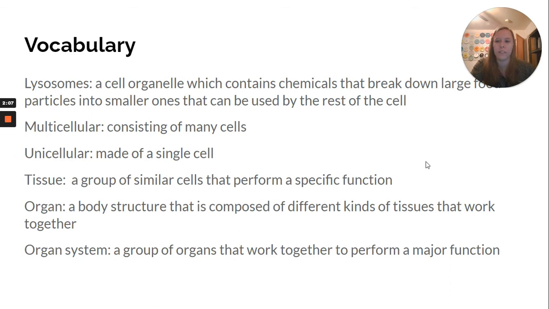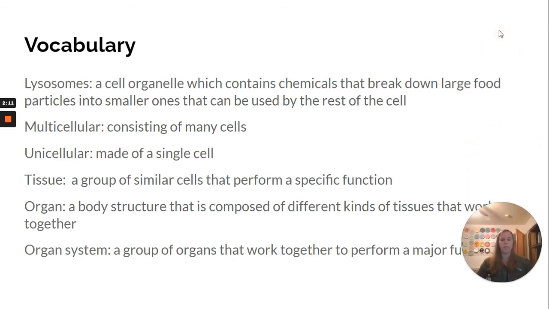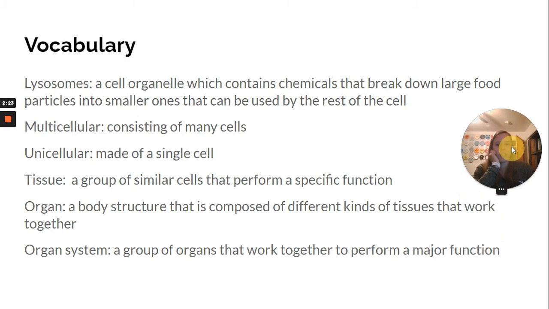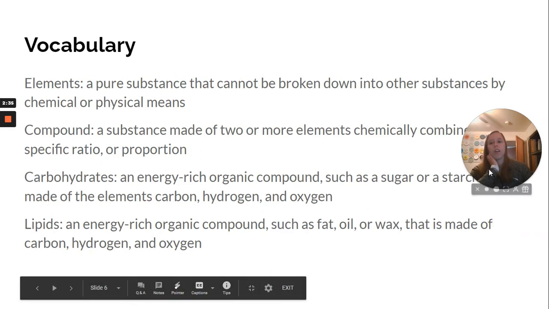All right, so lysosomes are cell organelles which contain chemicals that break down large food particles into smaller ones that can be used by the rest of the cell. Multicellular, consisting of many cells. Unicellular is made of a single cell. Tissue is a group of similar cells that perform a specific function. Organ is a body structure that is composed of different kinds of tissues that work together. Organ system, a group of organs that work together to perform a major function.